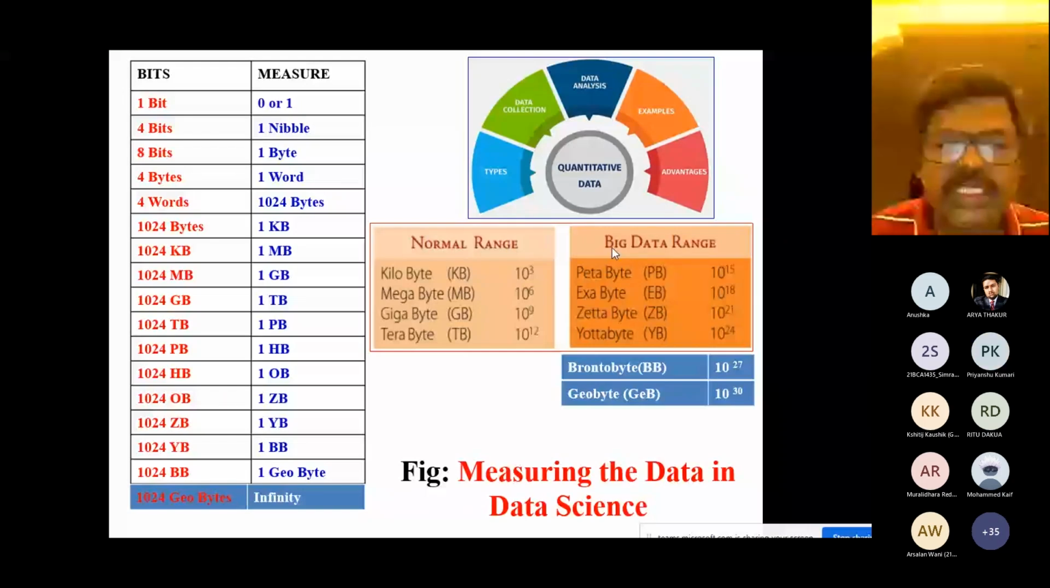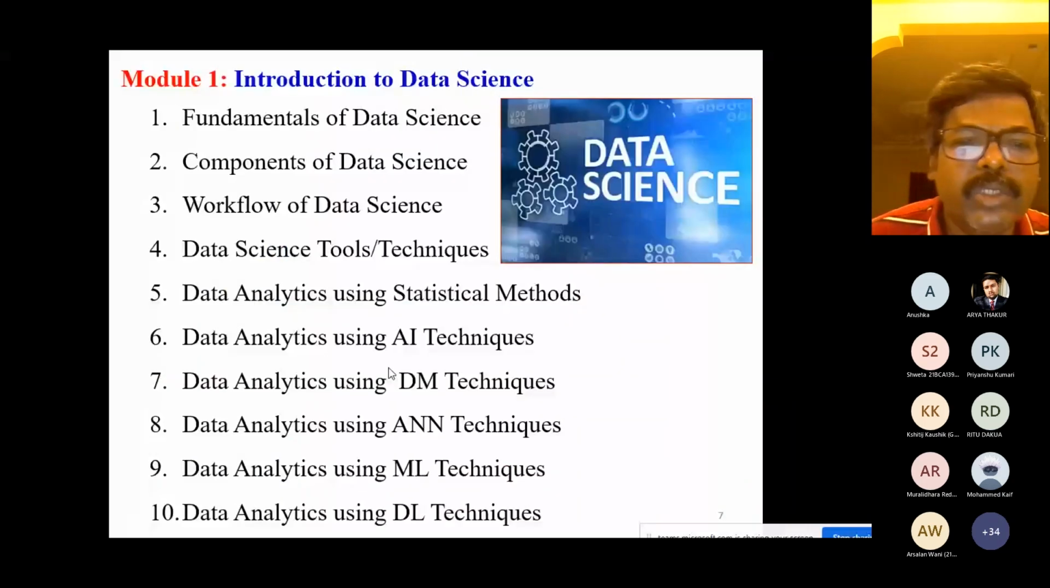My dear students, please keep in mind, we need to measure the data in bits and bytes. This is the way we are measuring the data in data science. So today I am going to explain 10 modules.